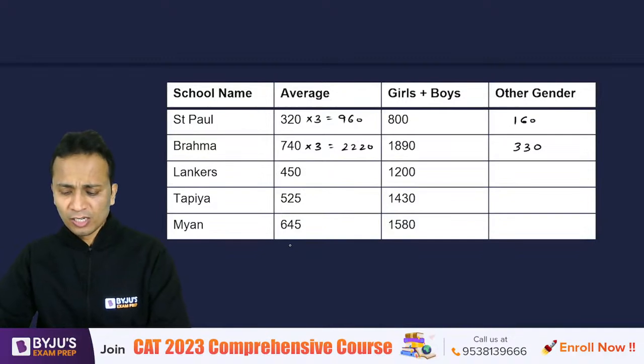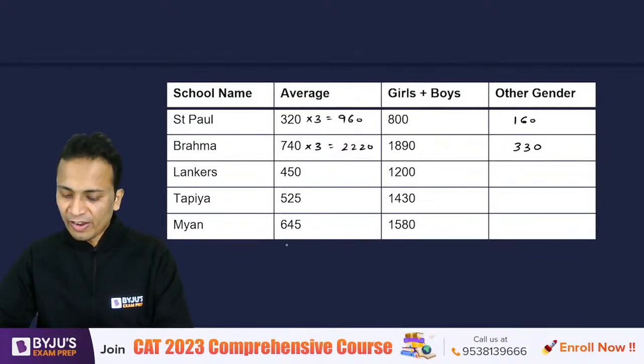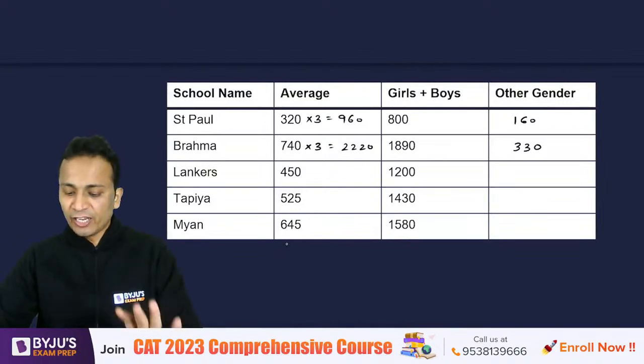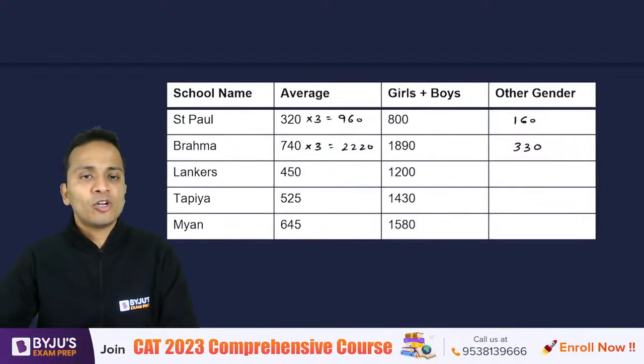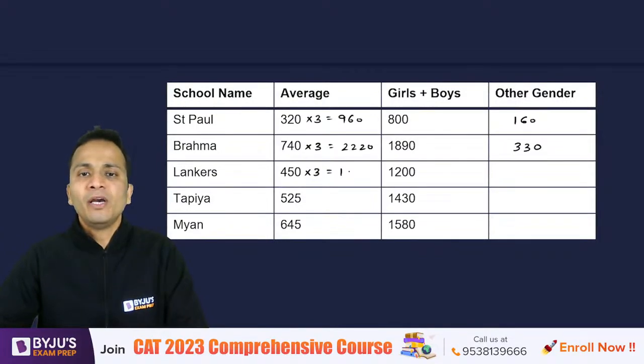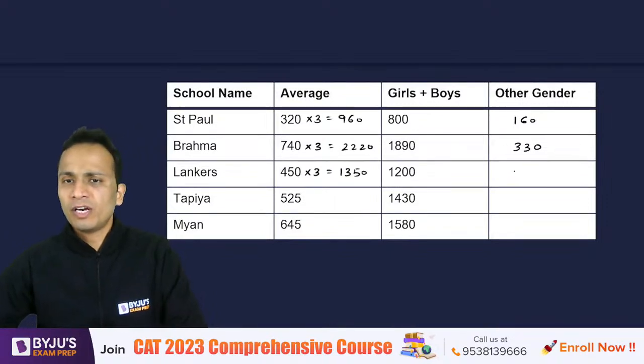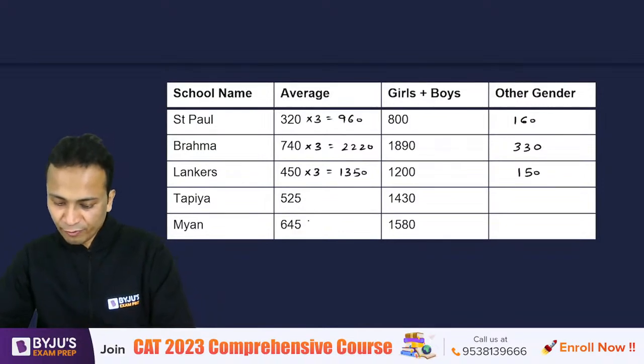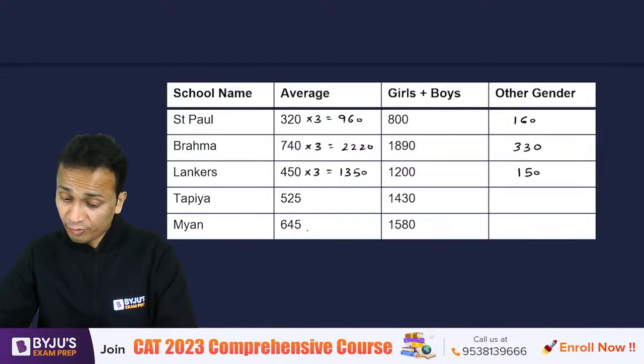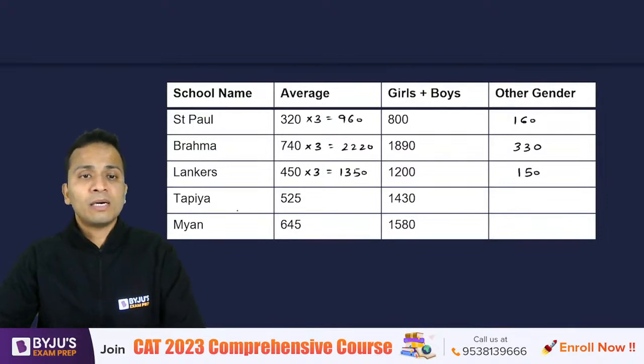I'm waiting for students to write these numbers. Sambhavi has written these 5 numbers. Good, Sambhavi. Let's check if all 5 numbers for you are correct or not. Now for Lankers, 450 multiplied by 3 will be 1350. 1350 minus 1200 will give you 150. So the third number is correct for Sambhavi and Gaurav, both of you. Let's check the fourth number, Tapia.